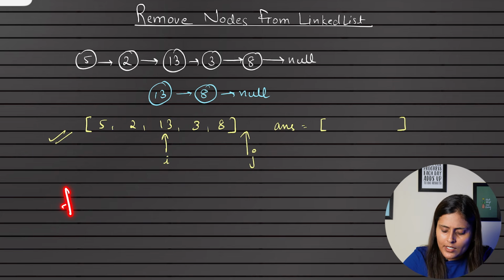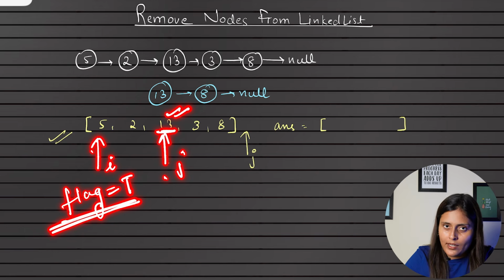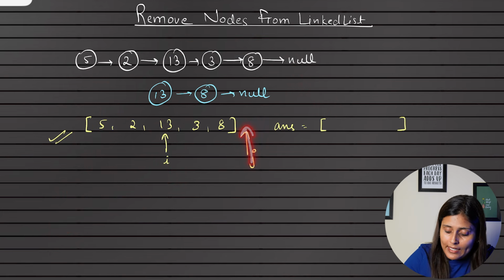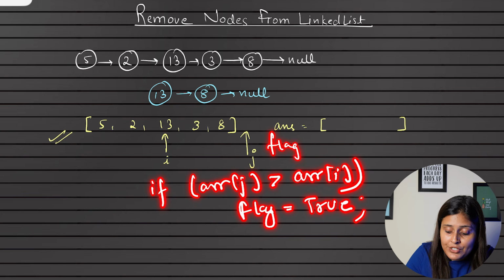So how can we say? We can run a flag also. If for any i, jth value was greater, then make the flag true. Correct? And break that while loop. And after coming outside, if the flag was true, then you can skip inserting this number in the answer. Correct? And here in this case, there was no such condition where our array of j was greater than array of i. So if it was not true, then flag has not become true. Correct? Means initially, if we have initialized our flag with false, so this is still false.